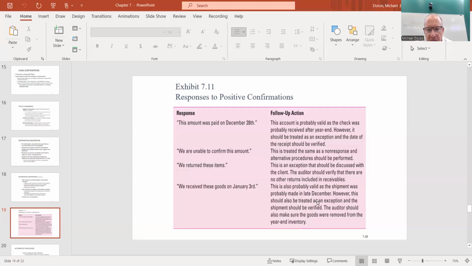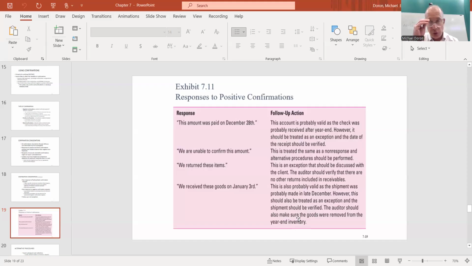Okay. We received these goods on January 3rd. This is also probably valid as the shipment was probably made in late December. However, this should also be treated as an exception and the shipment should be verified. The auditor should also make sure the goods were removed from the year-end inventory.